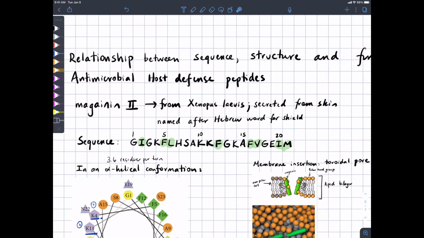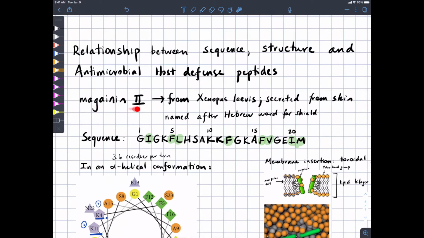The sequence we'll talk about today is called Magainin, and this is from frogs, and it's secreted from their skin, and it's named after the Hebrew word for shield. So why didn't the Marvel folks call the organization Magainin? Probably because it would be even more trouble to come up with an acronym that fit that than it was for SHIELD.